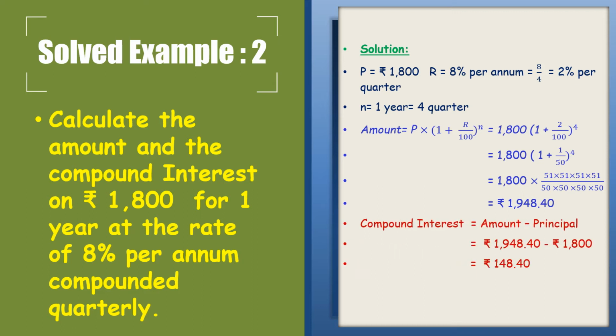Let us now calculate the compound interest. Compound interest is equal to amount minus principal. It's equal to rupees 1,948.40 minus rupees 1,800. When we subtract, we get the answer as rupees 148.40.